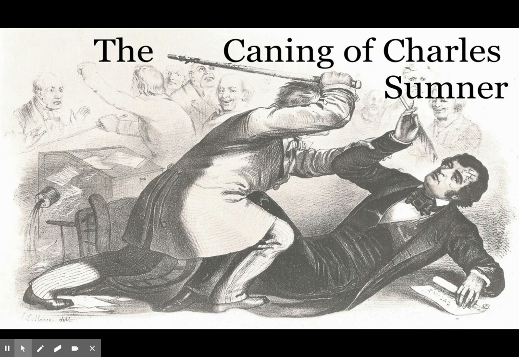So in addition to Bleeding Kansas that takes place, all of the events that are around the Kansas-Nebraska Act are leading up to something that takes place called the caning of Charles Sumner. The politics at this time are really on the verge of just falling apart because of pro and anti-slavery factions.